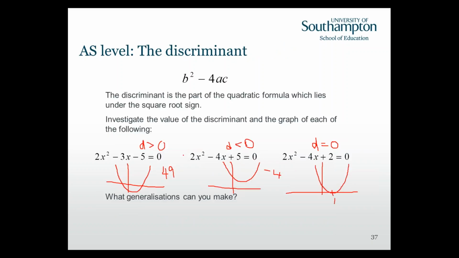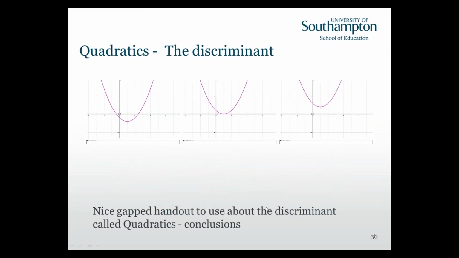So that is the relationship between the discriminant and the graph. That can be really useful. It took me absolutely ages to draw those graphs because I completed the square or factorized each of them to get that information, whereas the discriminant can tell you right away whether there's any point. There's no point factorizing that because I'm not going to be able to, and I can test that by finding the discriminant first. There's a nice gapped handout which I've uploaded, called Quadratics Conclusions, which has got about the discriminant. But again, this is all AS level.